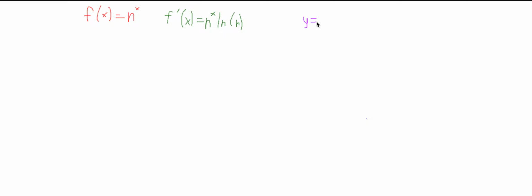Let's try one problem, y equals e to the x. What about y prime? Y prime will be equivalent to n to the x, so n is going to be e in this case. E is a constant here, Euler's number. E to the x times ln of e. And since the natural log of e is 1, this will simply be e to the x. Coincidentally, this function is the same as its derivative. The derivative of e to the x is e to the x.